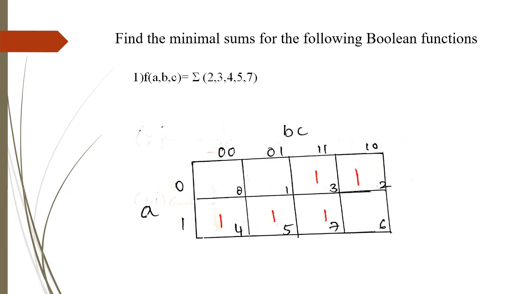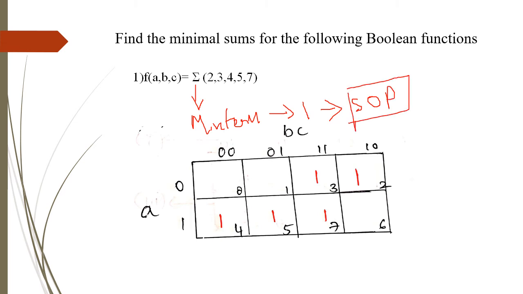Since they have given summation, it indicates that this is a min term, and here the output will be evaluating to 1, and you are supposed to find the sum of products. The final expression will be in this sum of product form. So minimal sum always corresponds to min terms. Now just put those values here, 2, 3, 4, 5 and 7. So next you have to group.